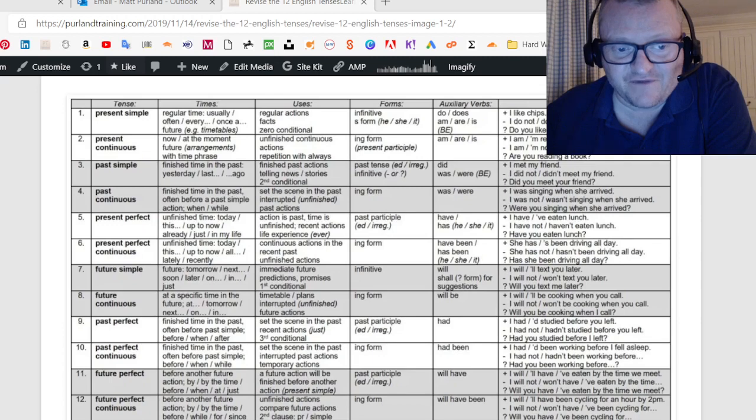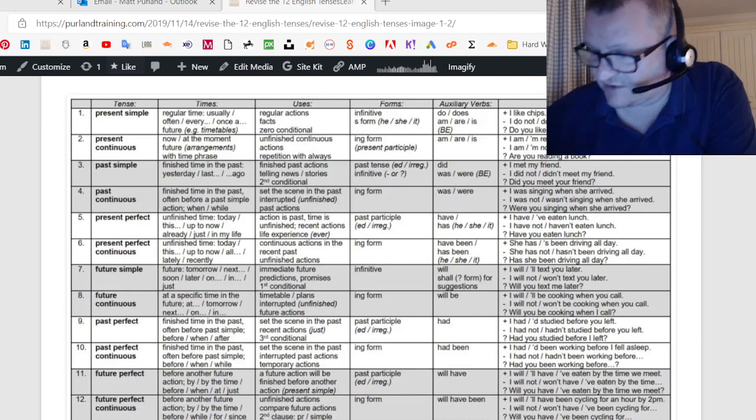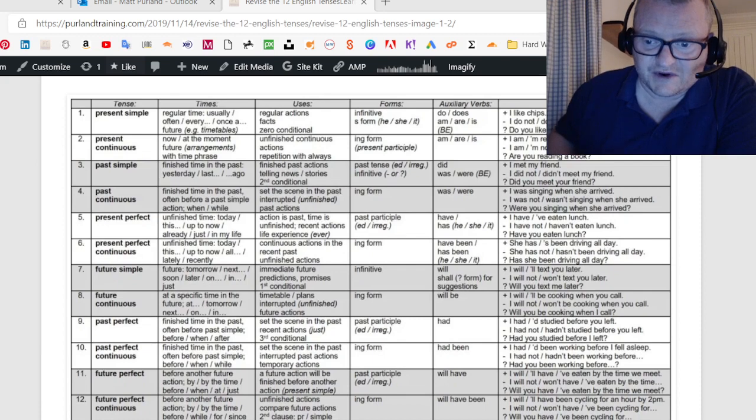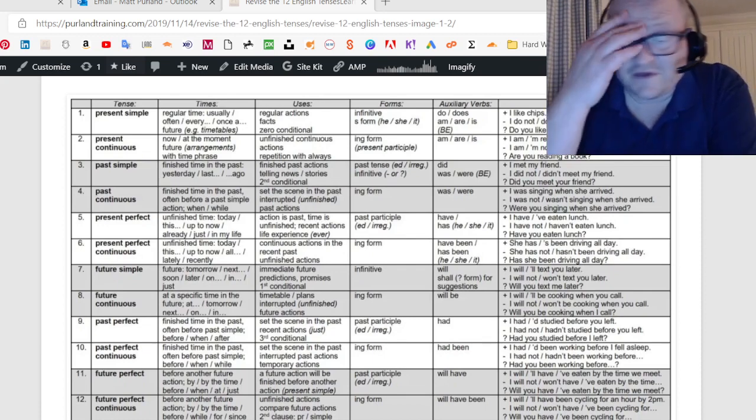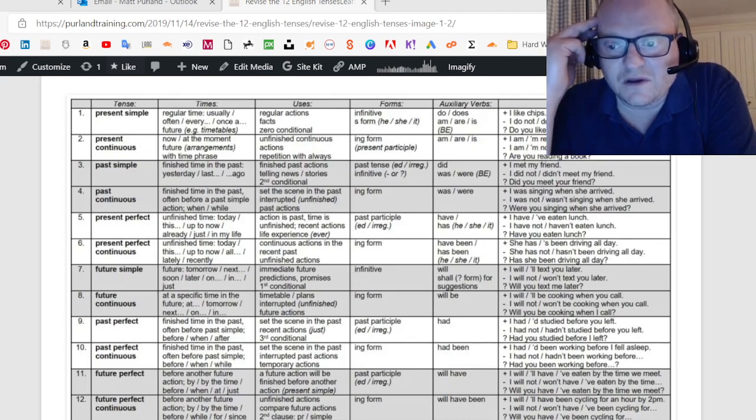When I'm teaching English tenses, I focus on 5 for the beginner and elementary levels. That is present simple, present continuous, past simple, present perfect, and future simple. And I tell the students, most of the time we use these tenses when we're talking, and especially past simple. Past simple is the most important tense in English, the most common, the most used. Most of the time we're talking about the past.